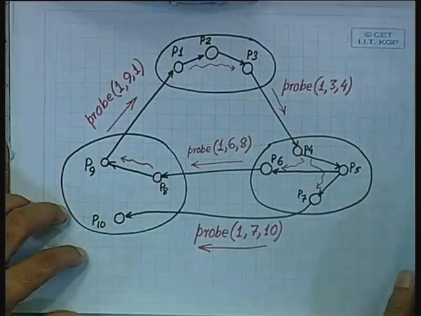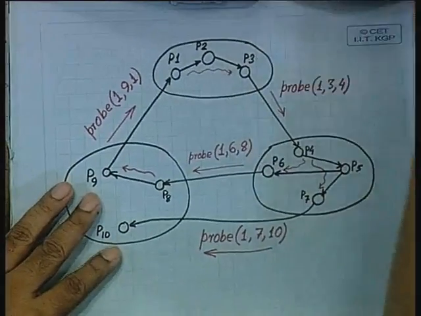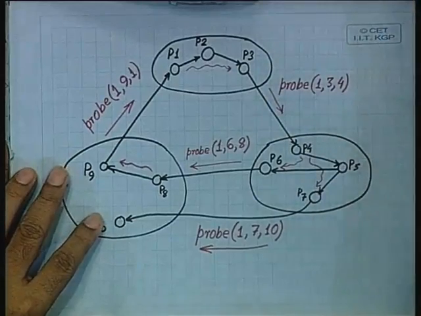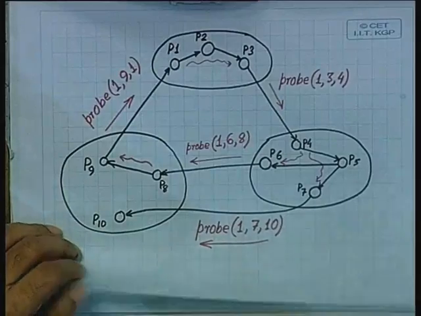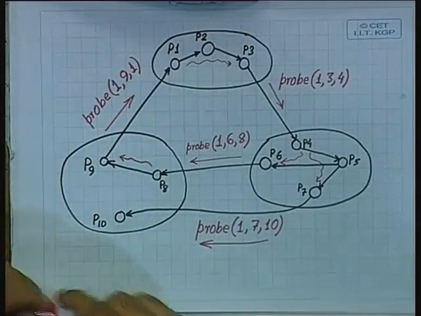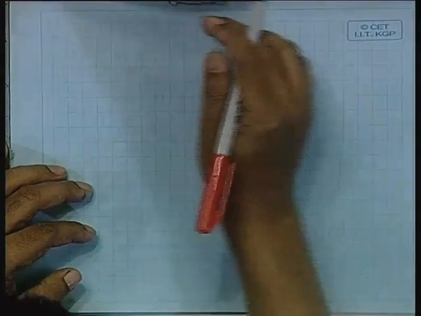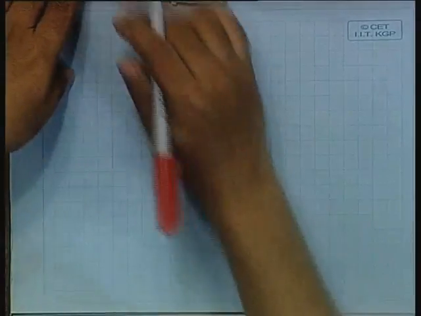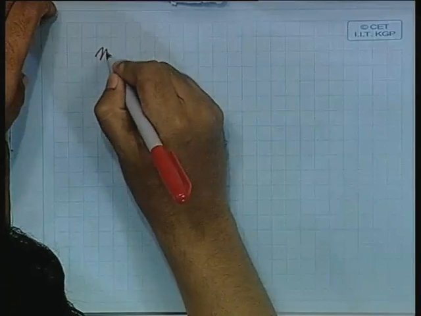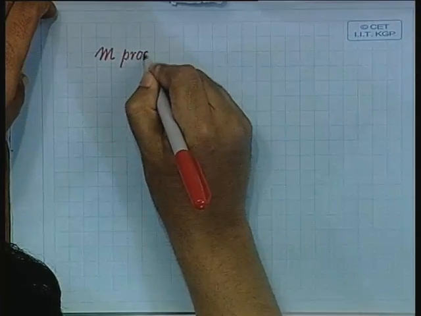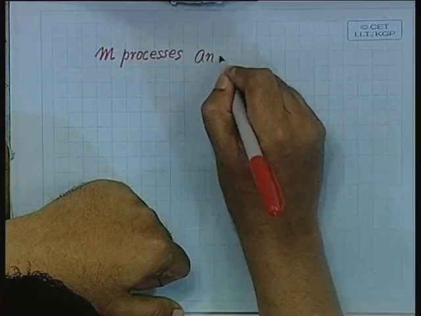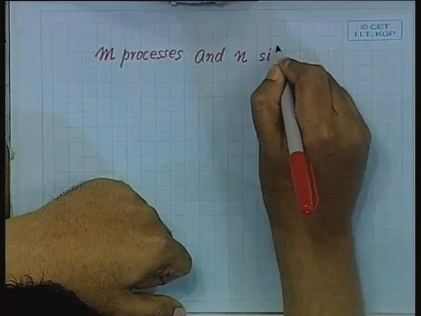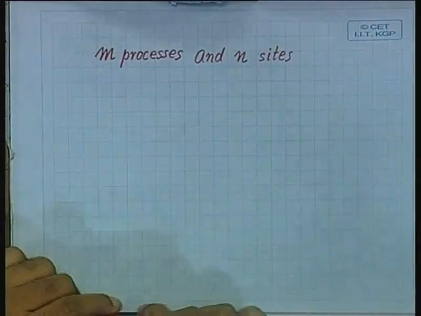Now, let us analyze the number of messages that this algorithm can take in the worst case. So, can you tell me how to do that analysis? Let us write down that we have m processes and n sites, right.